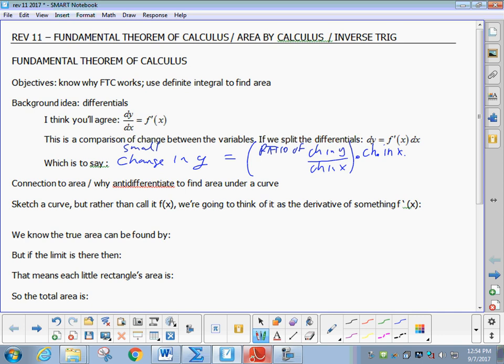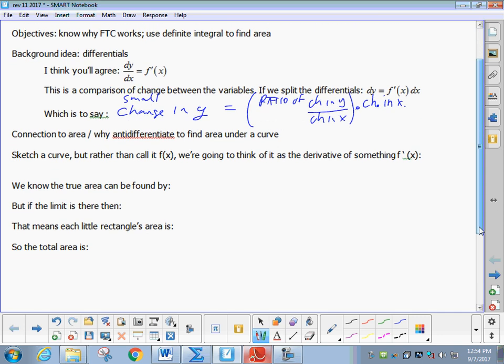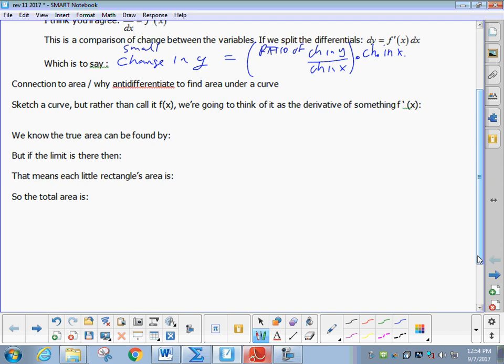Now, how is this going to relate to this definite integral? What's that got to do with definite integral and area? Oh, gosh, this is so beautiful. It's like a million things coming together. First, though, let's go with a graph. Sketch a curve, but rather than call it f of x, we're going to think of it as the derivative of something.